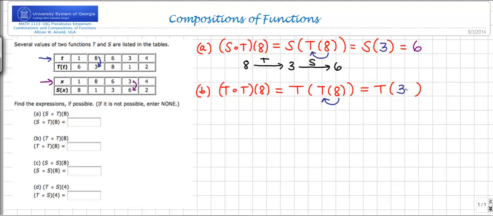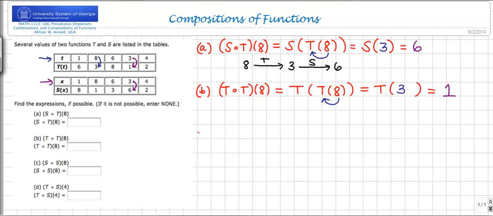Okay, now we want to substitute 3 into t. So we look at the lowercase t row, and we see that 3 is assigned to a value of 1. So basically here we end up with a value of 1.